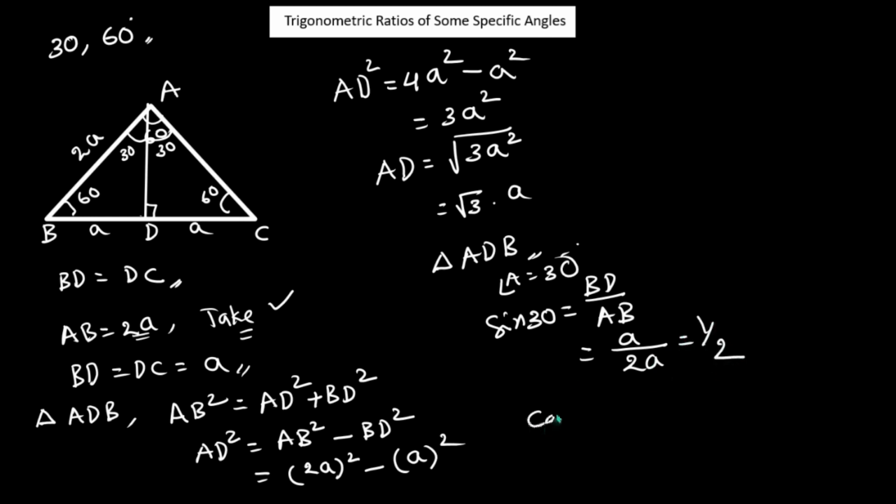Similarly, for cos 30, cos means the adjacent side by hypotenuse. The adjacent side for this 30 degrees is AD, and the hypotenuse is AB. AD we derived as root 3 into A, and AB is 2A. So the A's get cancelled and it is root 3 by 2.